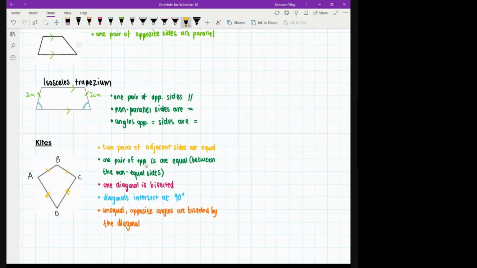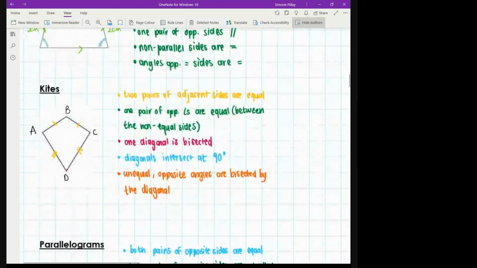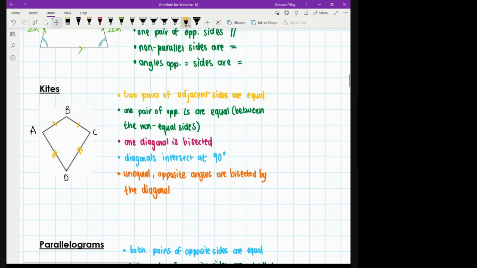Then if we look at our green characteristic over here, they said one pair of opposite angles are equal. And in brackets, you'll see it says between the non-equal sides. Now, I actually want to zoom in more. So what do I mean? Remember, we have two pairs of equal sides, but there's also an angle that forms in between those non-equal sides. Because remember, this and this is not equal to each other.